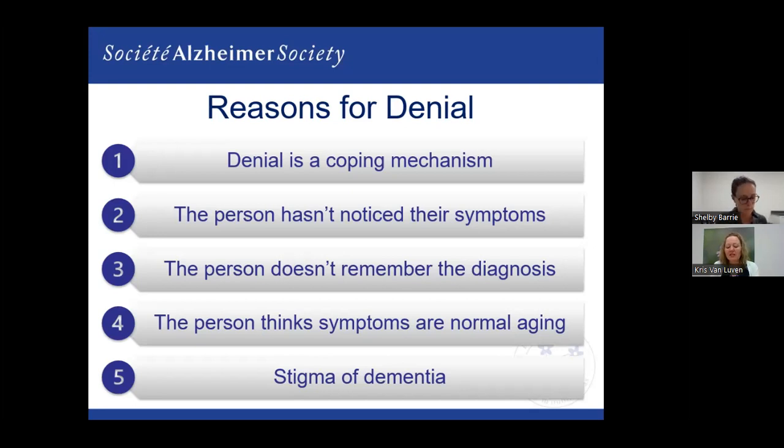Now that we've had a chance to define denial and explain some of the common reasons for denial when it comes to dementia, we're going to define and explore the concept of anosognosia, which is another way to understand the lack of insight that might be apparent in dementia. So I'll pass things over to Shelby now to get us started.